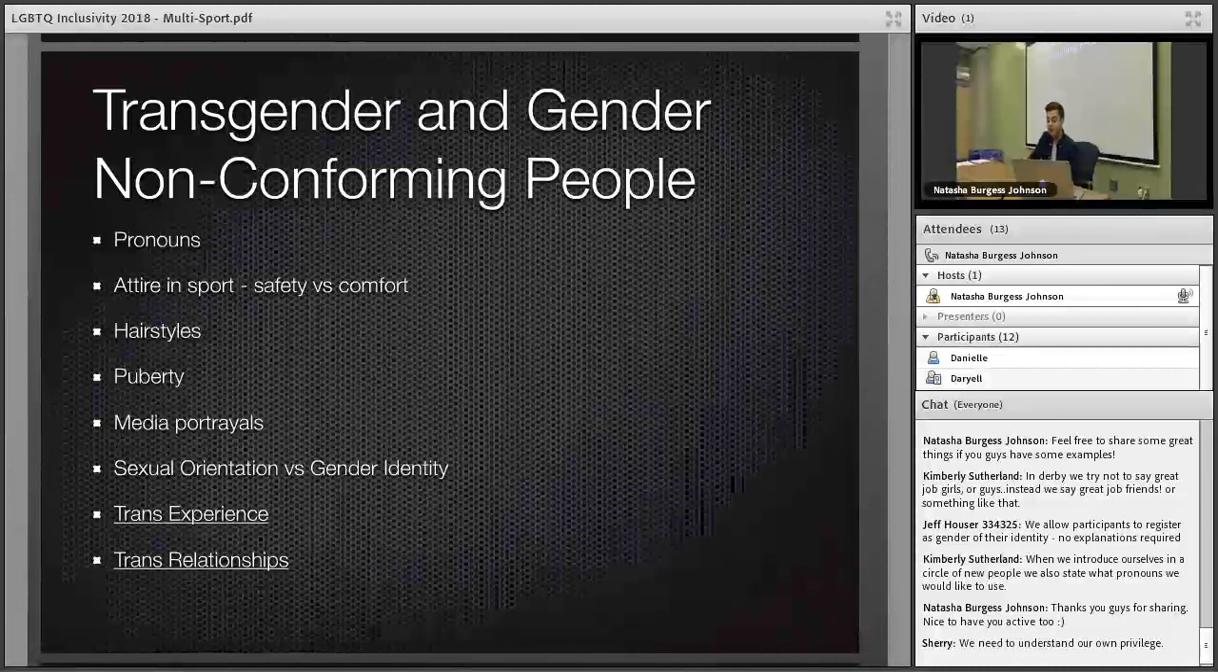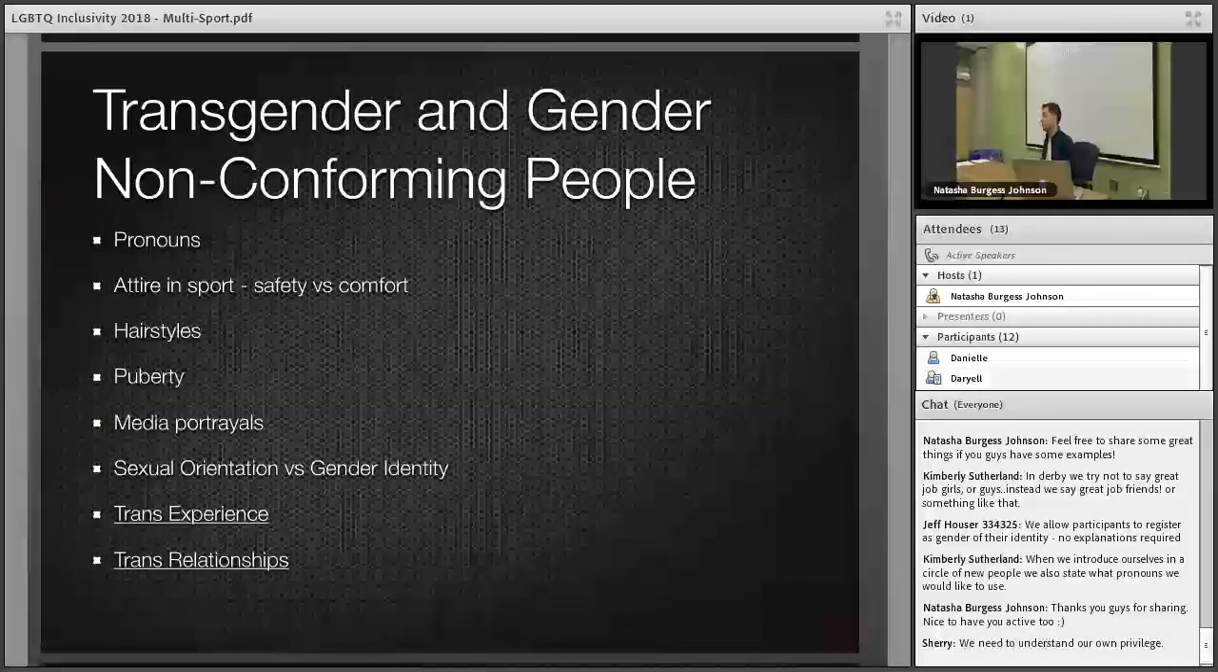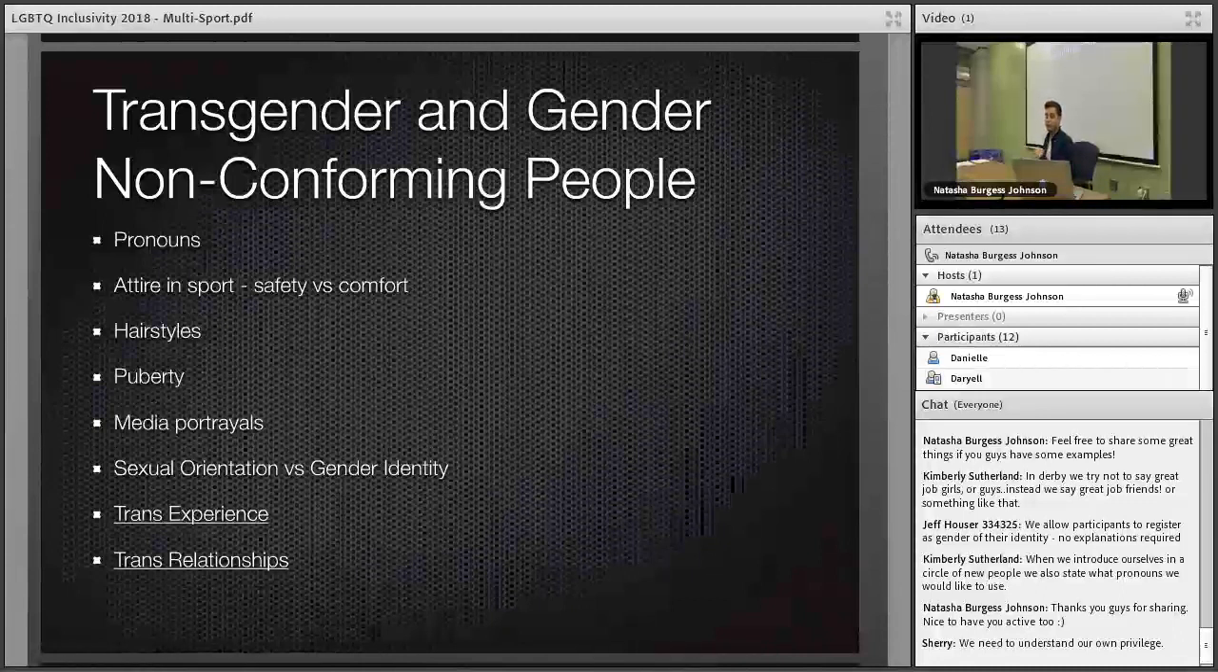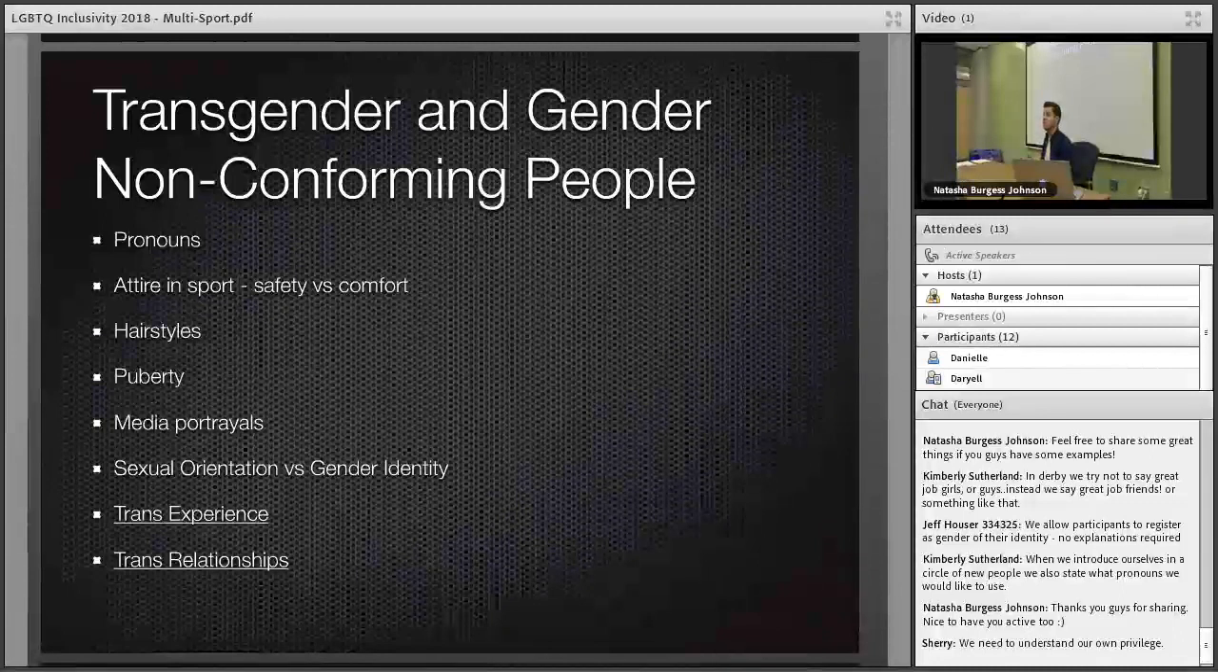Some other issues around attire in sport. What is safety versus what is comfort? One is adhering to a dress code or a uniform based on safety, function, or what is just part of style and tradition. And there's not a lot we can do necessarily in some of our sports. In some team sports, it's really not that much different between the two genders. In some other sports, it can be.